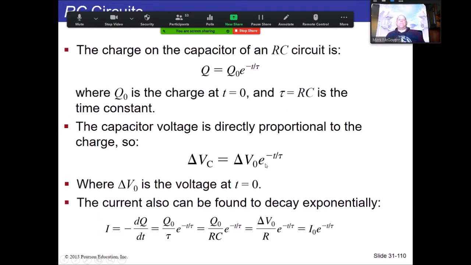Great. Now, we have a statement for what the charge in the capacitor is. Well, we can use our familiar laws to come up with some other statements as well. Now, the relationship between charge and voltage in a capacitor, they're directly related. All right, it's the voltage.